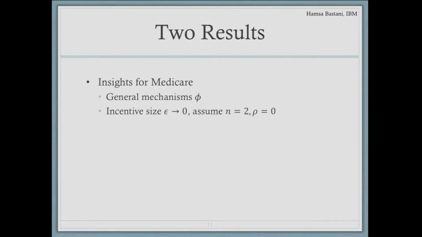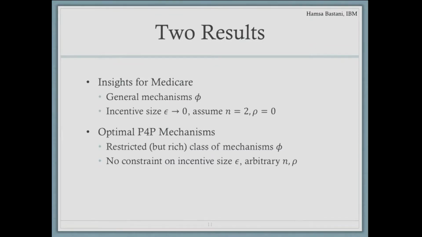Okay, so I'm going to talk about two results. One is a very simple result that'll give us immediate insights for Medicare. So here we'll assume that the incentive size is very small, and we'll look at just two treatments and where the agent and principal's correlation rho is just 0. This will give us a very simple, straightforward rule of thumb to analyze, and this will tell us about existing policies. And then I'll talk about optimal mechanisms without these constraints.